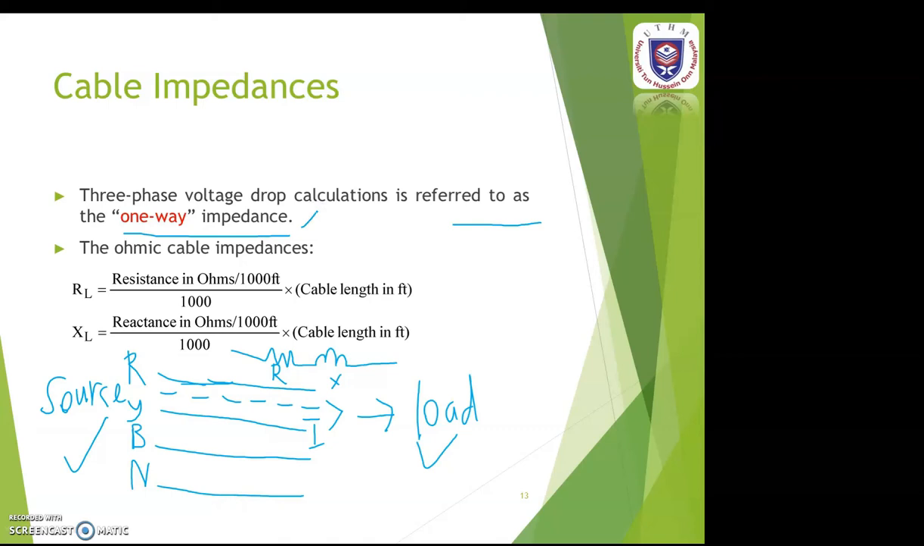So the ohmic cable impedances. We have to identify what the cable impedances are. For the resistance, the equation is resistance in ohms per 1000 feet divided by 1000 times the cable length in feet. For the reactance, it is reactance in ohms per 1000 feet divided by 1000 multiplied by the cable length in feet.